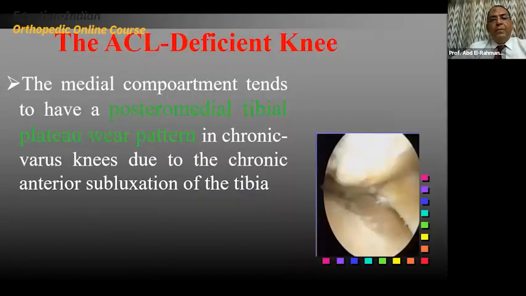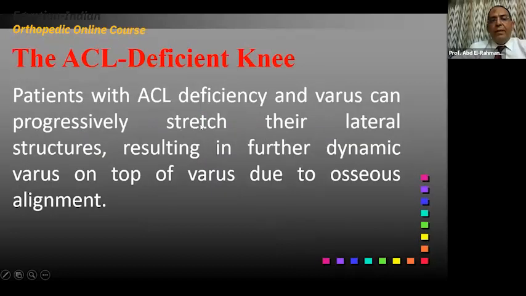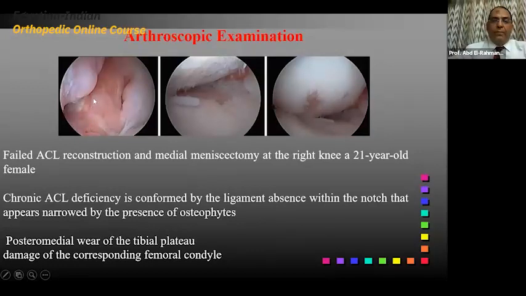In the ACL deficient knee, the medial compartment tends to have a posteromedial tibial plateau wear pattern. As you see in this arthroscopic view, this patient had ACL deficiency, and you can see this is the medial meniscus, and the posteromedial part had grade 4 arthritis. ACL deficient knees with varus can progressively stretch their lateral structures, resulting in further dynamic varus on top of varus. As we see in these arthroscopic views, this patient had ACL deficiency, and you can see this posteromedial wear on the medial compartment, and also the patient had an ulcer on the femoral side.